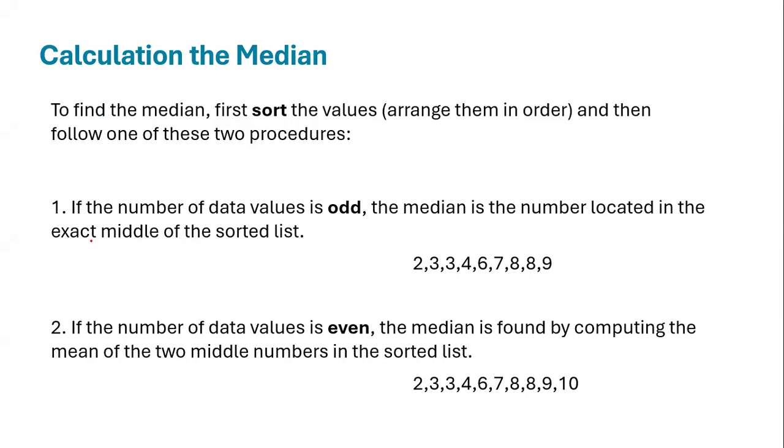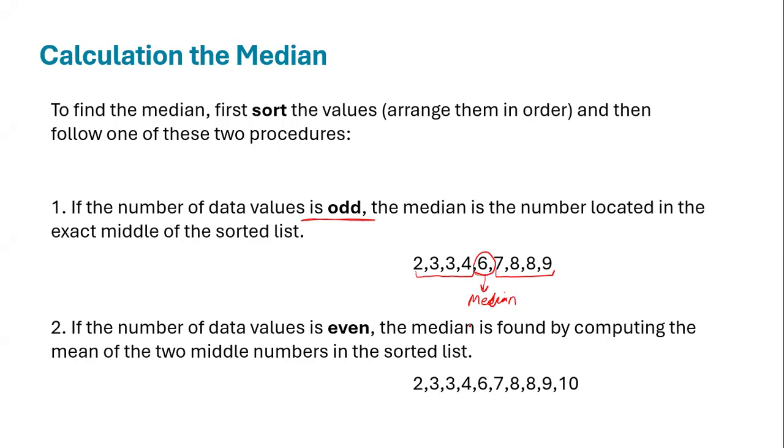If we have an odd number of data values, there is always a number in the middle. Like this example, I have 1, 2, 3, 4, 5, 6, 7, 8, 9 values. That means if I put the first 4 and the last 4 in groups, one number will be left in the middle, which is the median.